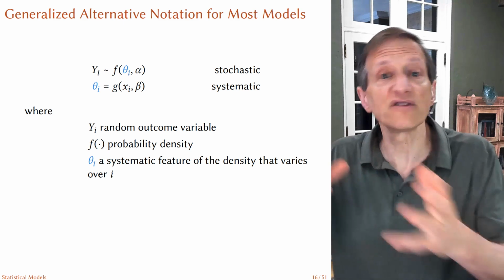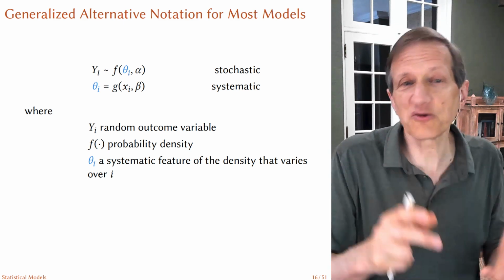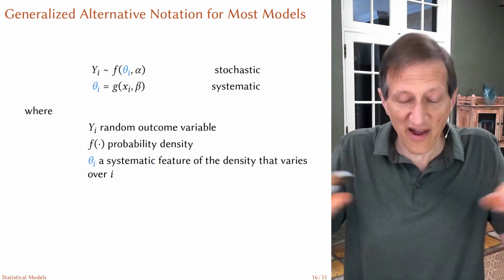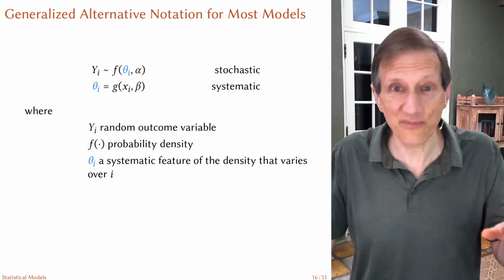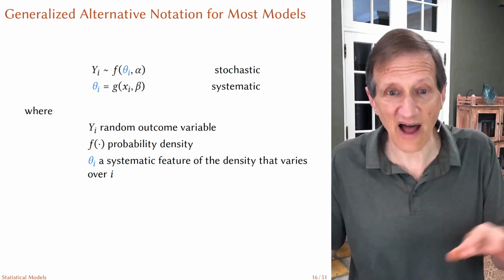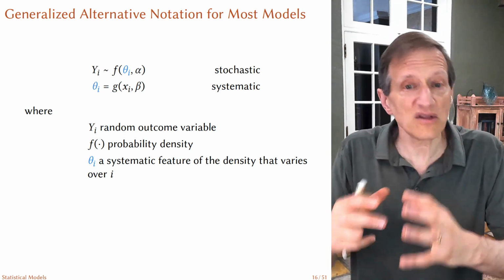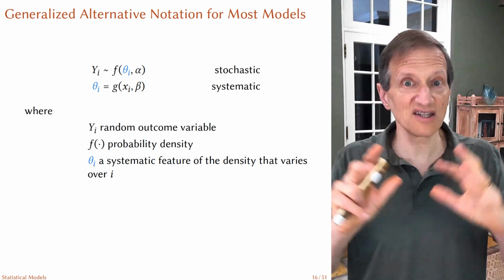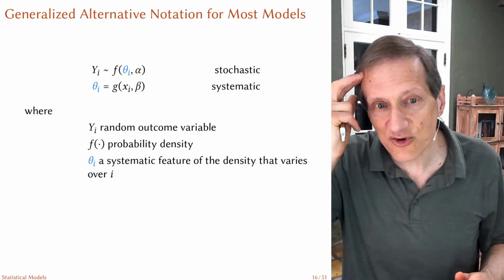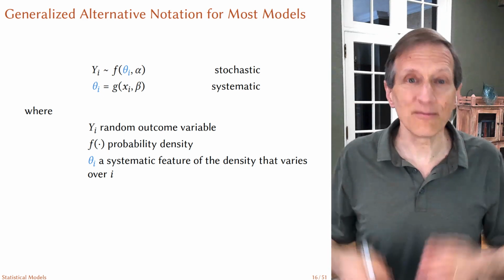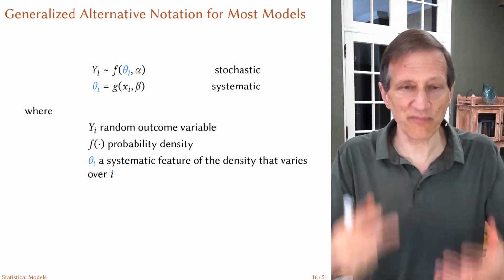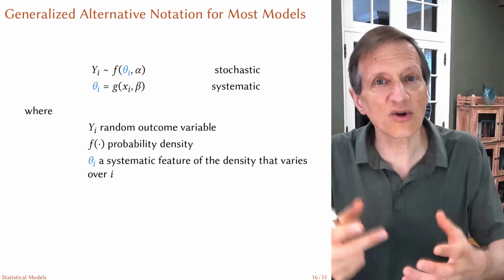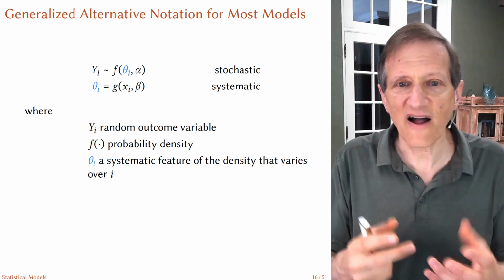It could be the amount of skewness. It could be the amount of kurtosis, how peaked the distribution is. It could be how fat the tails are, whether they're really big and unexpected possible outliers. There's an infinite number of possibilities for that, but it's just some systematic feature of the density that varies over I. We might be interested not only in the mean, which all regression models are basically focused on, we might be interested in the variance.